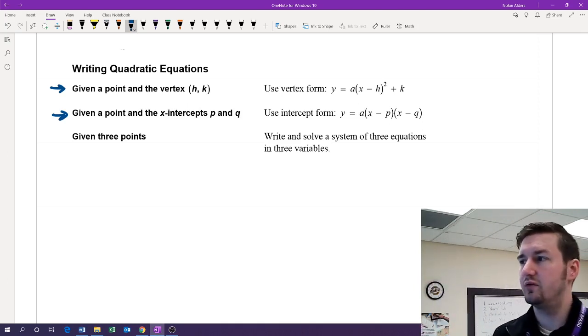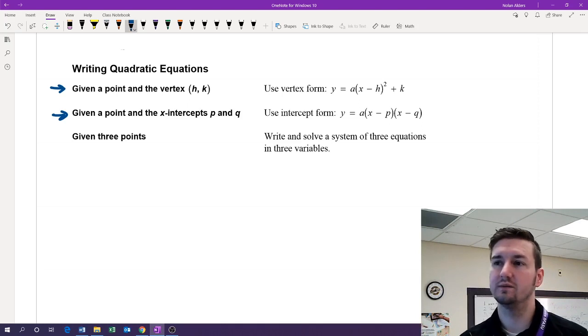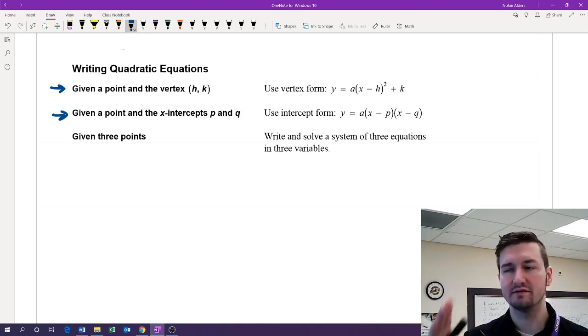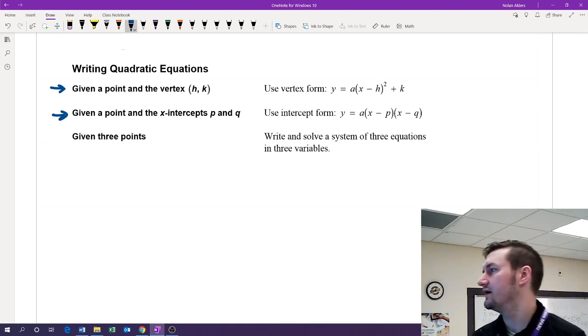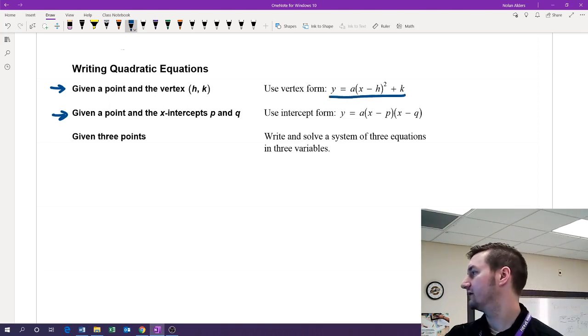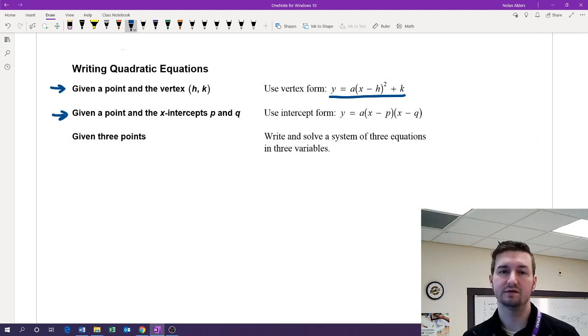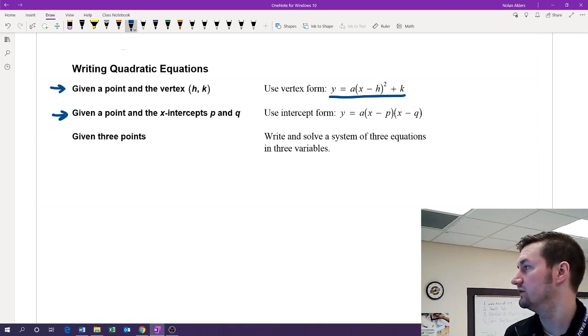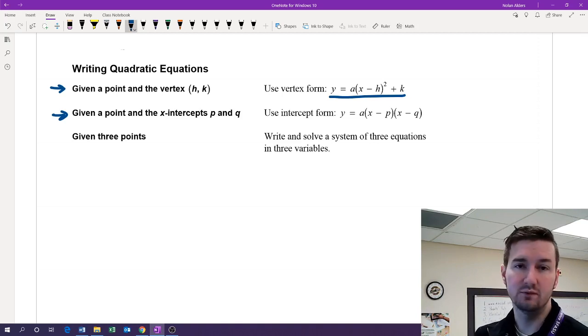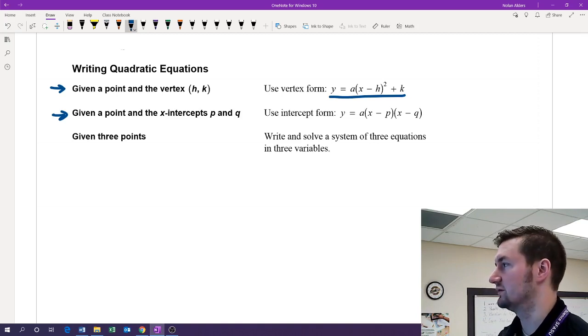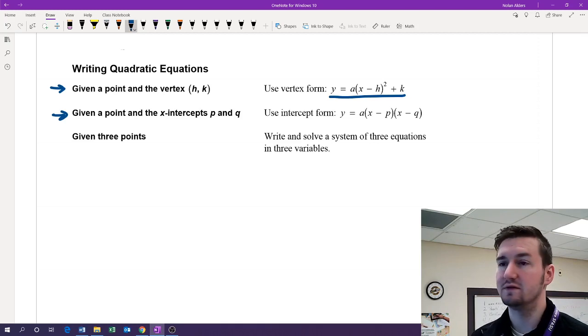But let's say you have a point and a vertex. So any point on that quadratic function, and then the vertex of the quadratic function. If we do, then we can use this equation to figure it out. All right, so we'll be referring back to this, and I would write this down or keep it with you when trying to work these problems, so that you can refer back to this.